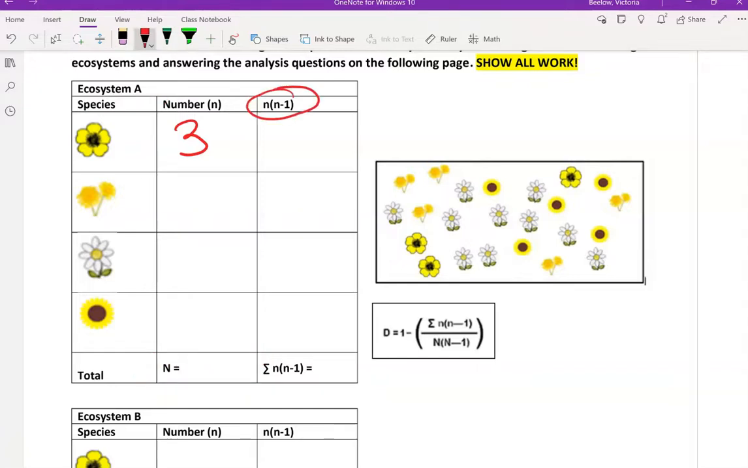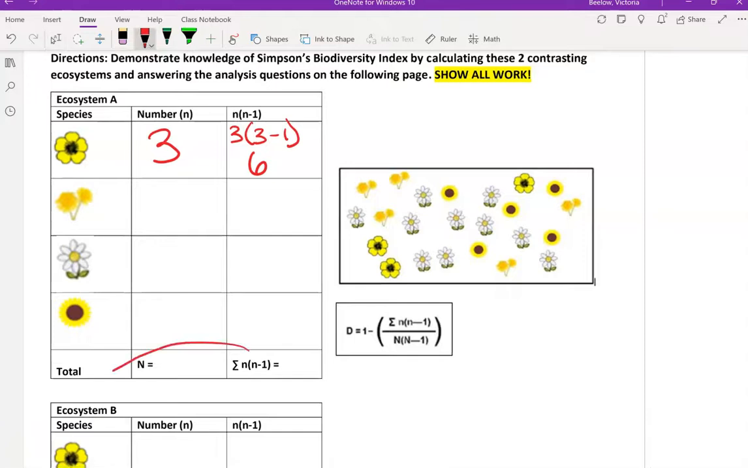And then you have your other value over here that you need to calculate. So again, this is little n, which in this case is 3. To calculate that, make sure you show your work for this as well, because you do get credit for that. So you would do 3 times 3 minus 1. That's 3 times 2, which is 6. You're going to do that for all of those, and then again, summation, you're going to add all of those up. And then you're going to use these values in the equation here.